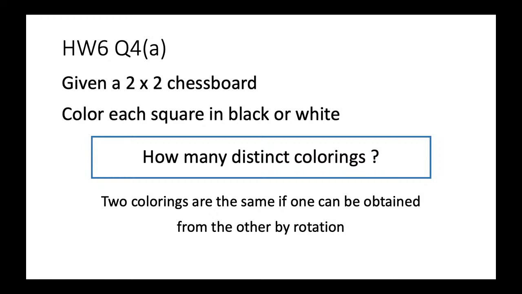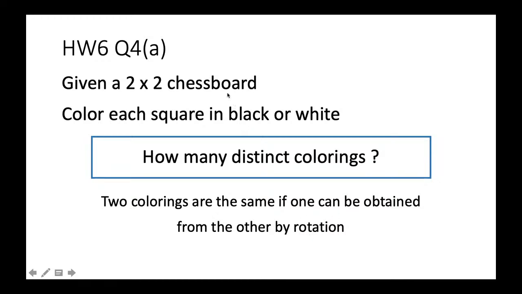So what does it mean by distinct? Here we say that two colorings of the chessboard are the same if one can be obtained from the other by rotating the chessboard.